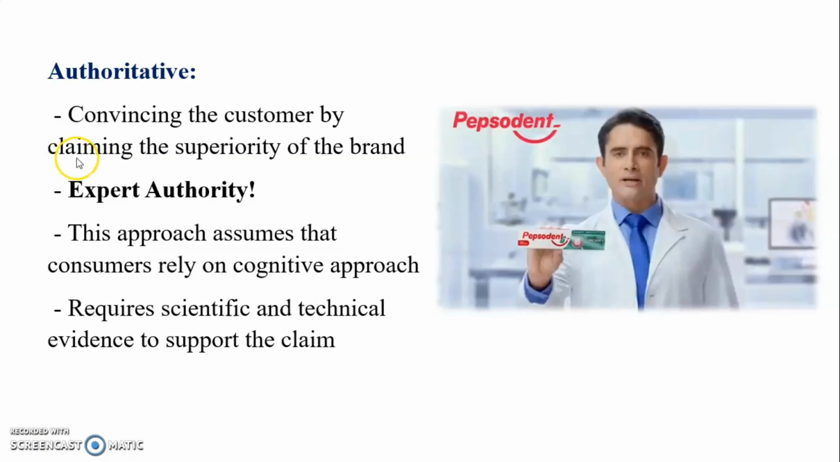Authoritative framework involves convincing the customer by claiming that your brand is superior when compared to the competitor, and you will be able to achieve this by roping in an expert. In this case, you can see a doctor claiming that Pepsodent is more germ killing than any other brand which is available in the market, and hence we call this expert authority. This approach basically assumes that the consumers rely on cognitive approach. It also requires scientific and technical evidence to support whatever claim you are going to make on your product.